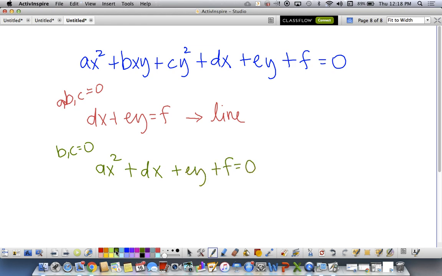So if we rearrange that, because I really would like to say this is y equals. Can we solve this green equation for y equals? Wait, I'm sorry. It's dx plus ey equals negative f. Sure, you can move it over. But can I keep ey on one side, so ultimately get y by itself?